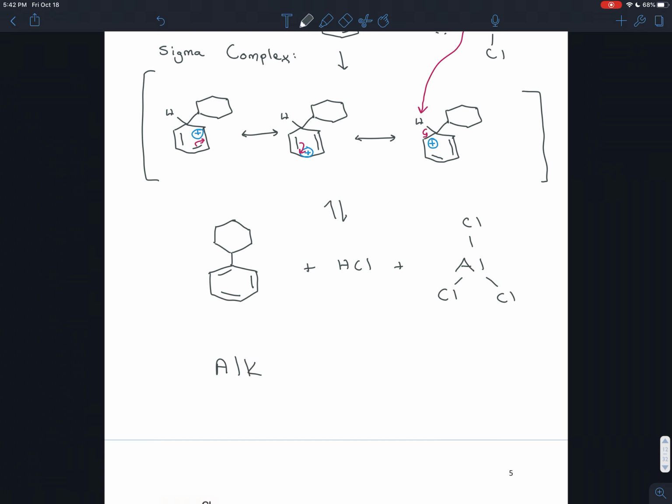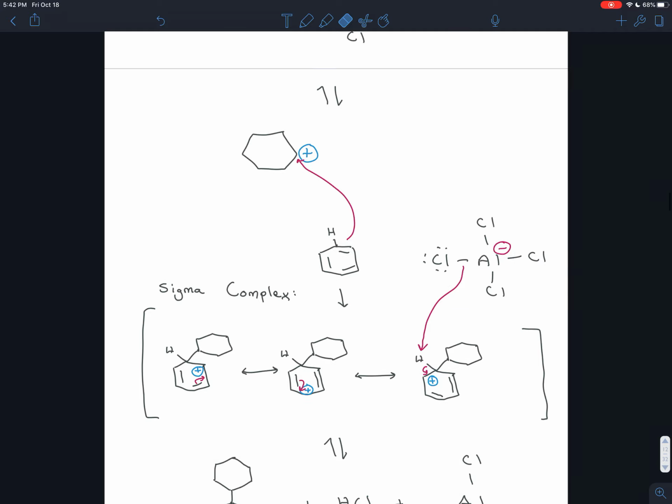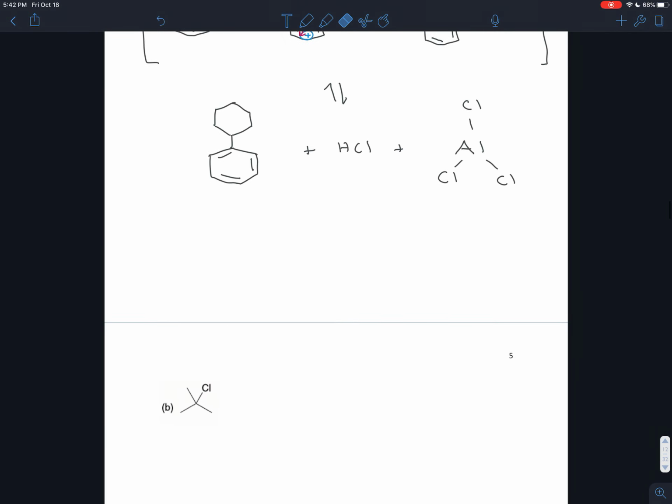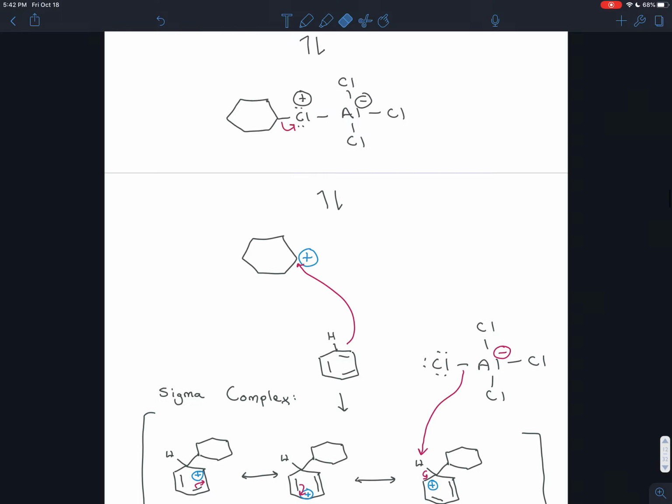Just a word about the word alkylation. Alk is referring to a hydrocarbon chain. If you add any hydrocarbon chain to a benzene ring, it's called alkylation. So you're just adding some hydrocarbon chain to the benzene. So Friedel-Crafts alkylation.